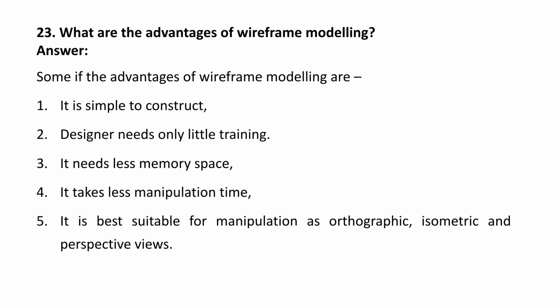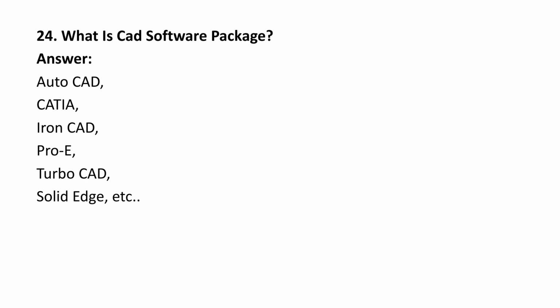Next question. What are the advantages of wireframe modeling? The answer is it is simple to construct. Then the designer needs only little training. It needs very little memory space. Then it takes less manipulation time. And then it is best suited for manipulation as orthographic, isometric and perspective views. Next question. What are the various CAD software packages? The answer is AutoCAD, CATIA, IronCAD, ProE, TurboCAD, Solid Edge, SolidWorks. These are nothing but different CAD software packages.